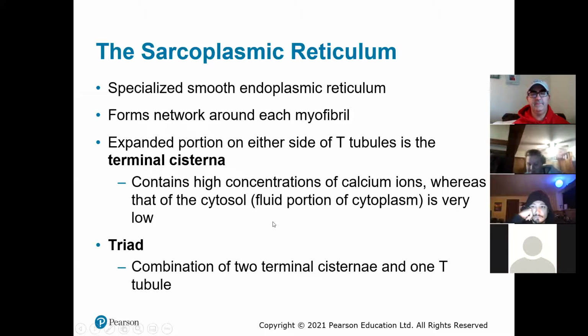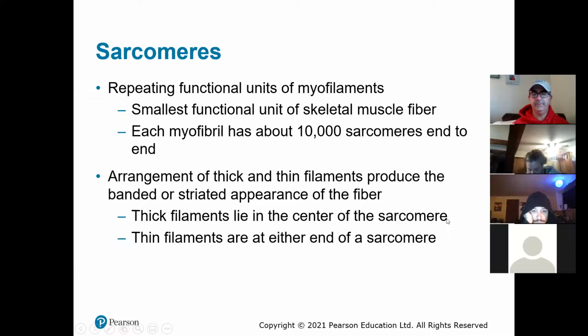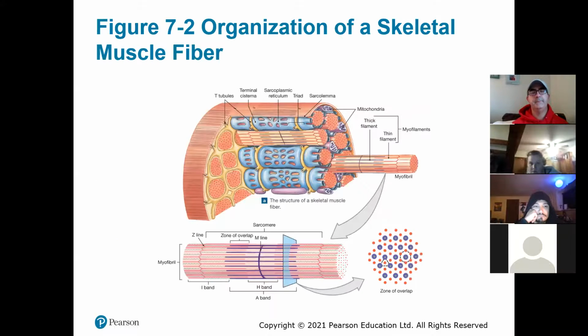So the triad is the combination of these, where these two tubules meet, the sarcoplasmic reticulum and the T tubule. The units within myofilaments, and I'll show this to you on a slide in a minute, are called sarcomeres. Each myofibril has about 10,000 sarcomeres from one end to the other. And the alternating arrangement of those thick and thin filaments kind of makes them look striped.